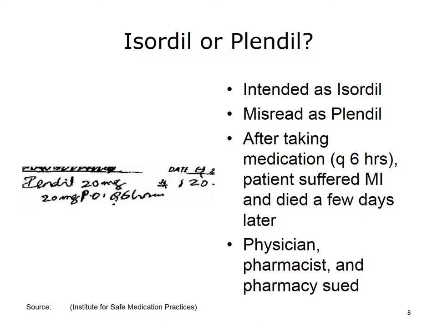Needless to say, the physician was sued because it was very difficult to interpret what his intention was when he wrote that prescription. The pharmacist was also sued because he dispensed Plendil at more than the maximum dose of 10 milligrams. And the pharmacy was sued because its computer system did not catch the excessive dose. All three errors made by the physician, the pharmacist, and the pharmacy could have been prevented with the use of CPOE. So now, let's define it.